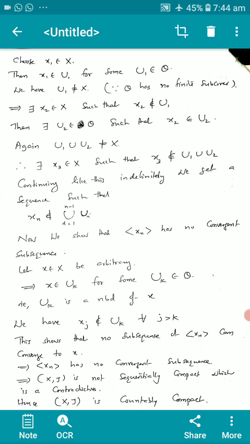This implies X is not sequentially compact, which is a contradiction to our assumption, since we started with X being sequentially compact. So our assumption is wrong. Our given hypothesis is that it is sequentially compact, and we are getting that it is not sequentially compact, which is a contradiction. Hence X is countably compact.